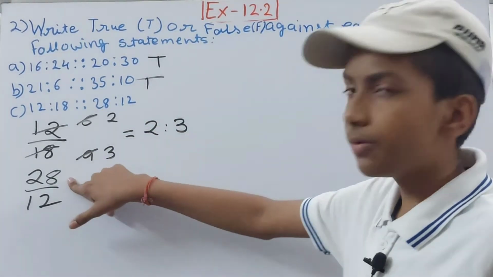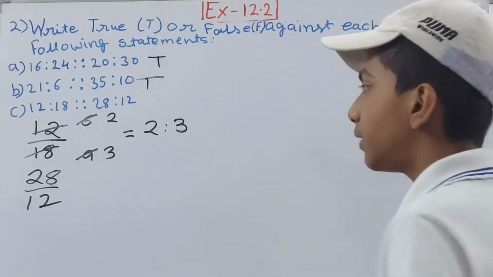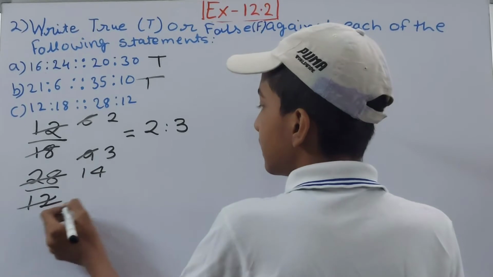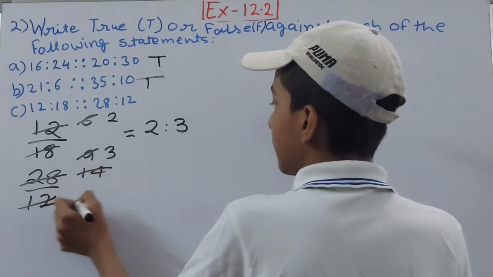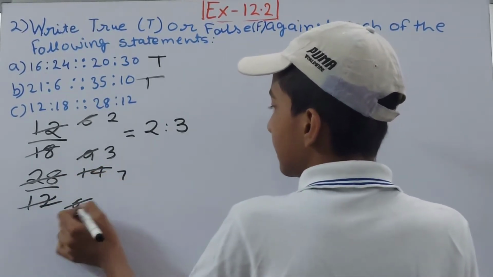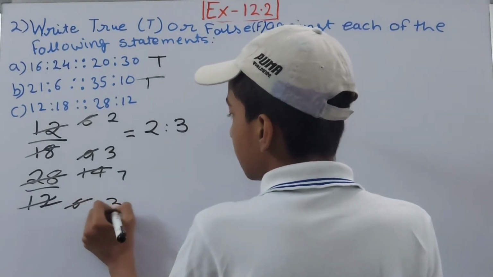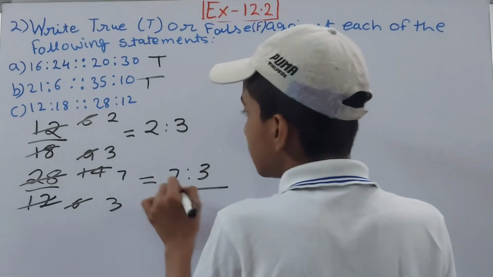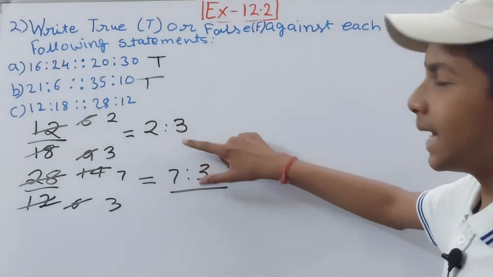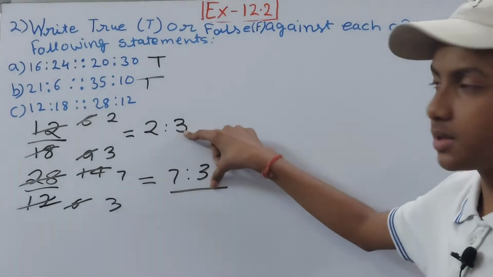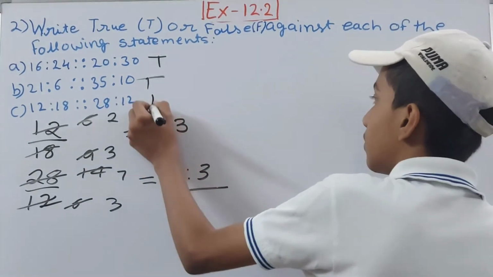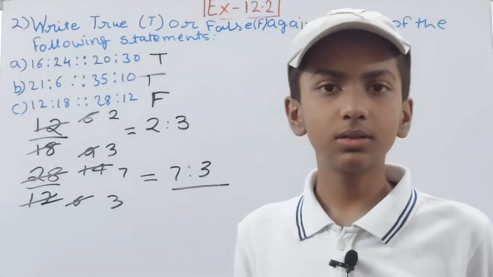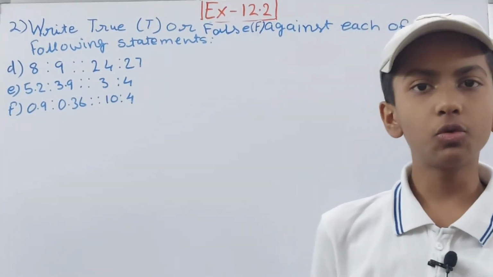Now see here, 28 and 12. By 2 we will cut them off. So this will be 14 and this will be 6. Now by 2 once again, 7 and this one will be 3. So you get 7 is to 3. Your ratios are not coming out the same. So that means your statement is false. Now friends, let's move on to the next part.